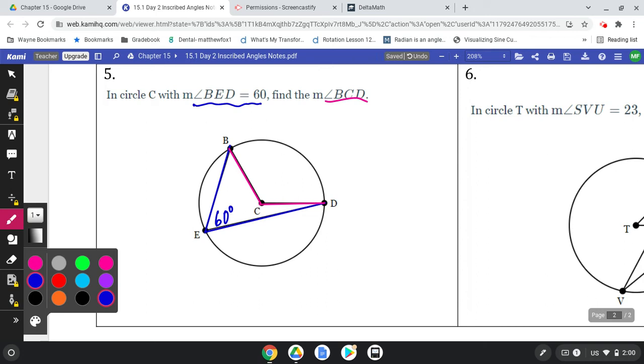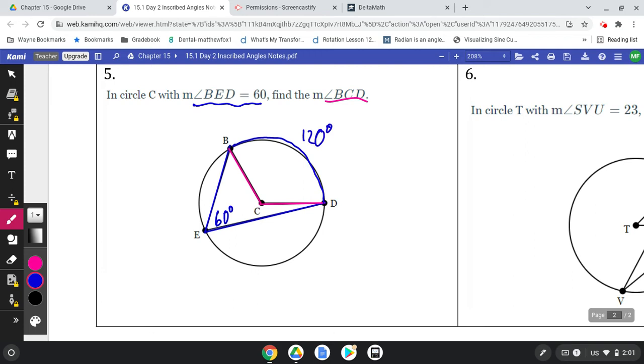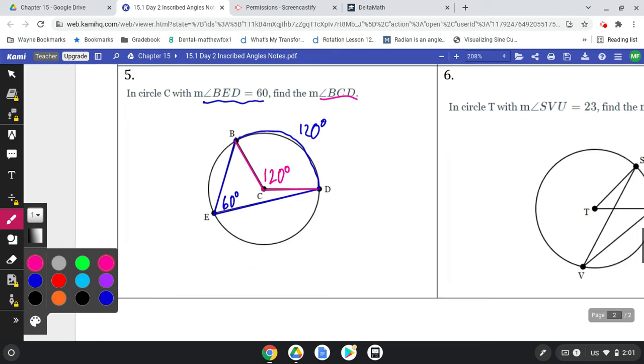So for the blue one, first decide, is it an inscribed angle or a central angle? In this case, it is an inscribed angle because E, the vertex, is on the side. So if BED is 60, we can double that, and we know that the arc from B around to D is 120 degrees. Now BCD, the pink one, is a central angle. Central angles are congruent to their intercepted arc, so BD is 120. That means BCD will also be 120. And I am done.